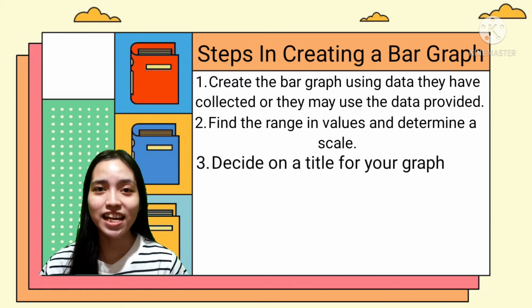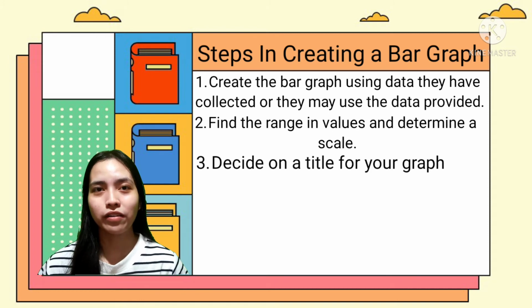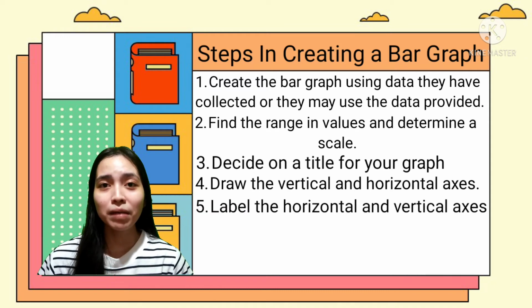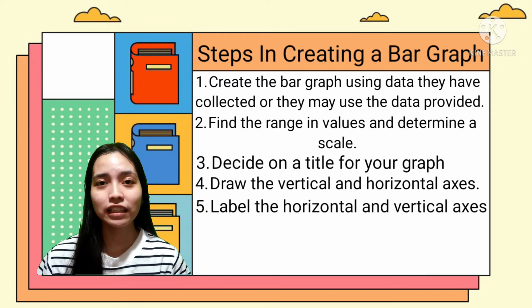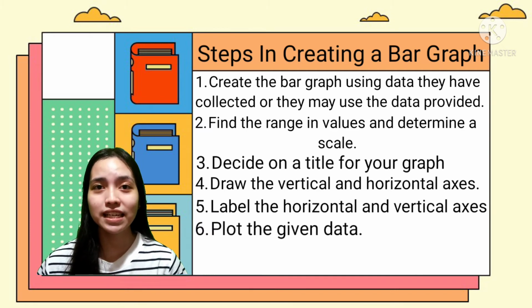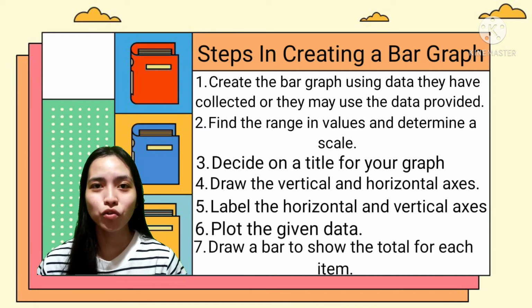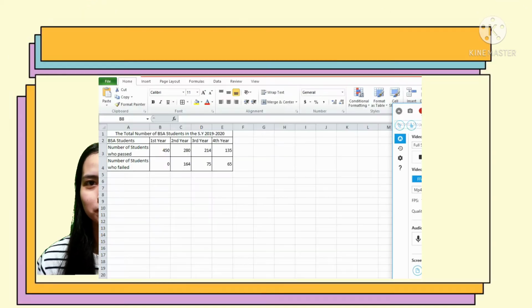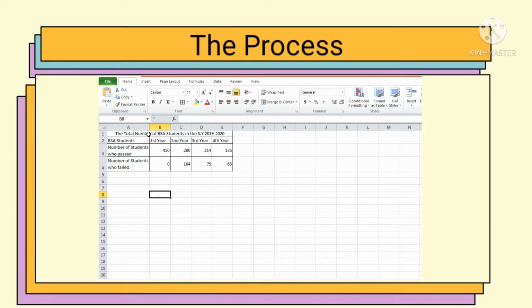Third, decide on a title for your bar graph. Fourth, draw the vertical and horizontal axis. Fifth, label both axes, the vertical and the horizontal. Sixth, plot the given data. And lastly, draw a bar to determine the total of each item. Here is an example on how to create a bar graph.